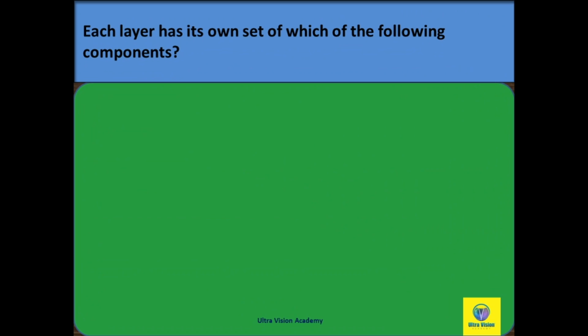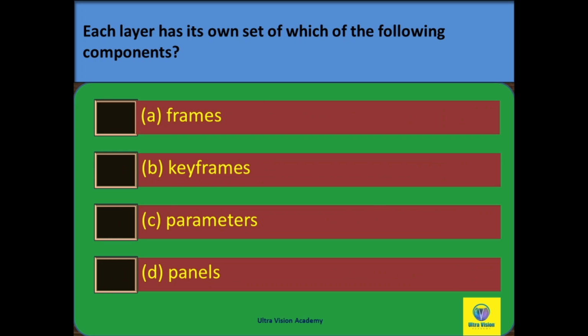Each layer has its own set of which of the following components: frames, keyframes, parameters, or panels? And the answer is parameters. So whatever you have created, whether it is a circle or rectangle, it shows a few options regarding that particular object. For example, the color of that object, the line size of that object. So all these options are known as parameters, and it is situated in the params panel. So parameters is the right answer.